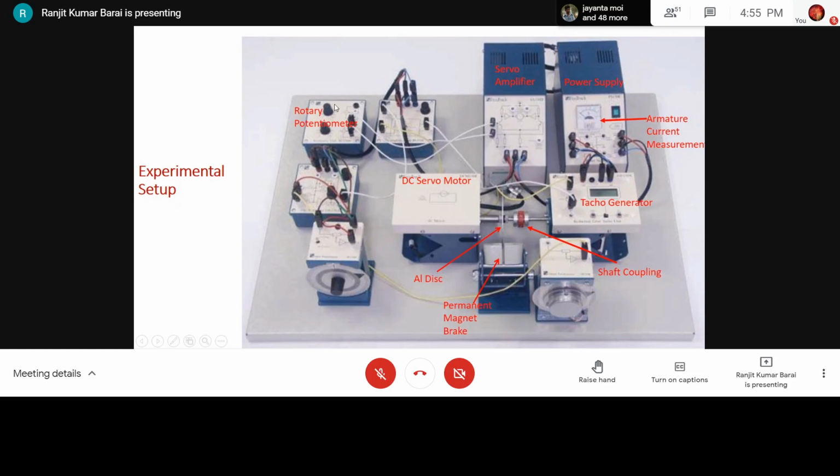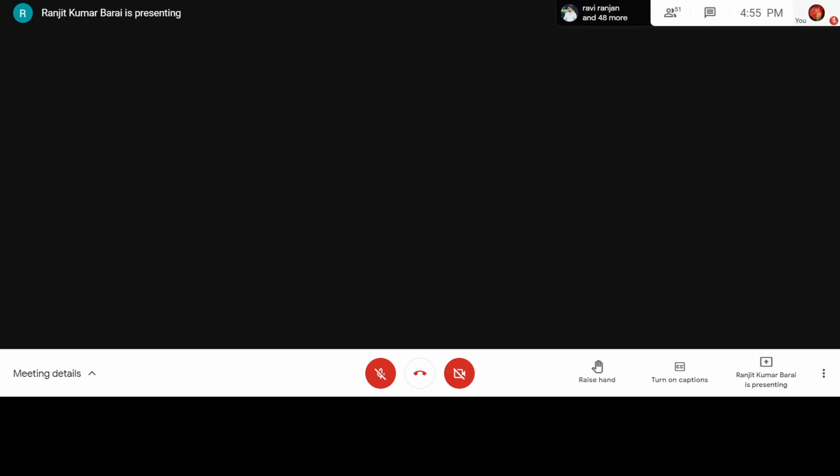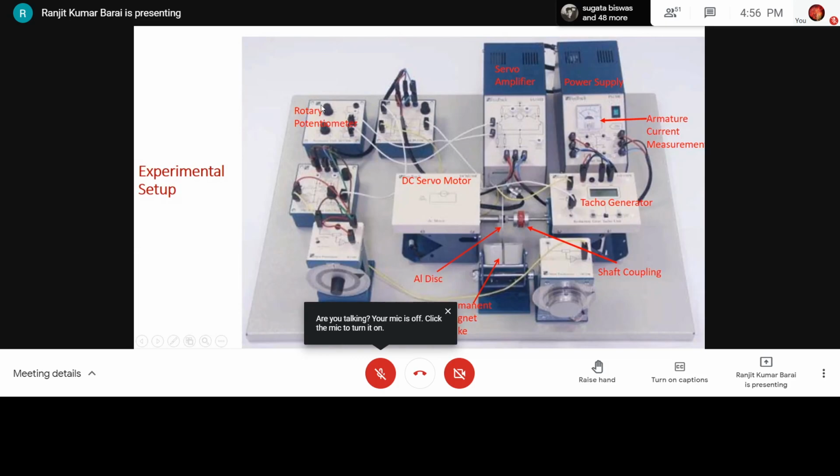Another unit that is necessary is the rotary potentiometer. Two potentiometers are here, and you have to give a power supply of 0 to 15 volt or 0 to minus 15 volt, to use it as a potential divider for this experiment to generate a variable DC voltage. Variable means I can apply 1 volt or 2 volt or 5 volt as a reference input. This will be used to generate the reference input for the servo control system.